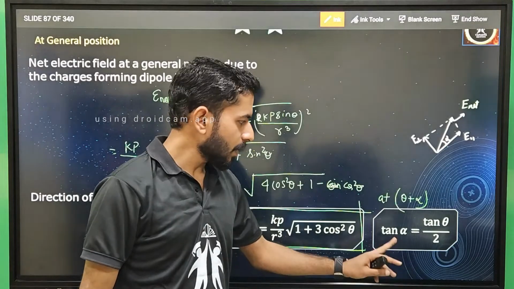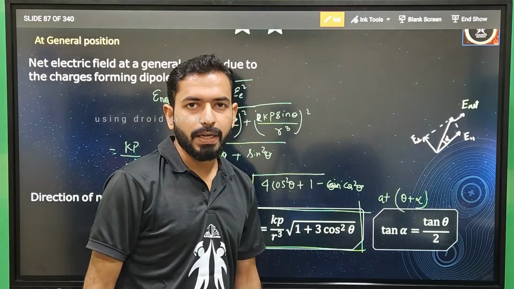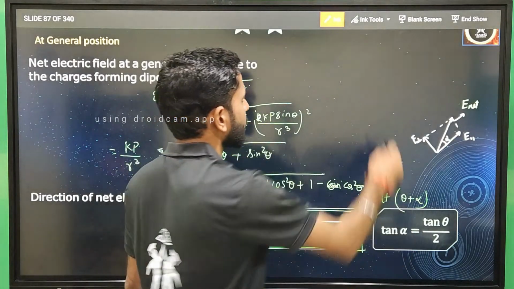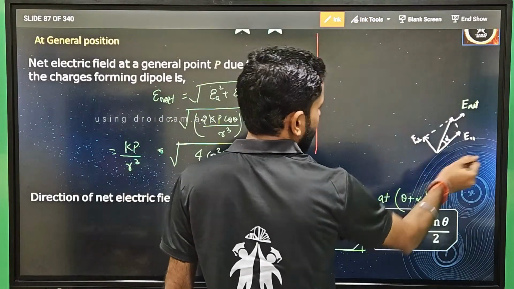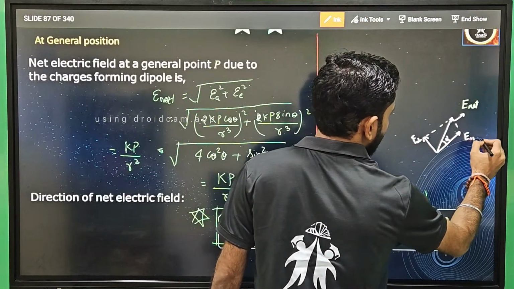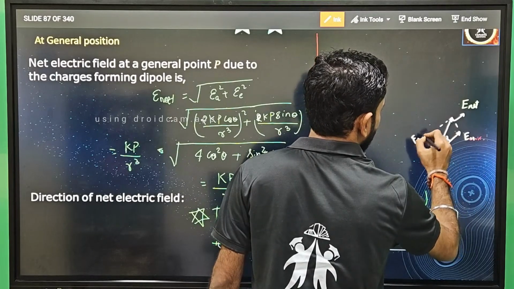And what is the relation between them? Tan alpha is equal to tan of theta by 2. If you have any doubt about how this angle is coming, let's discuss that also. It is very easy. There is a component; this is due to the axial position, this is due to the equatorial position.